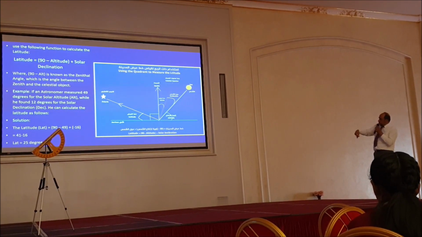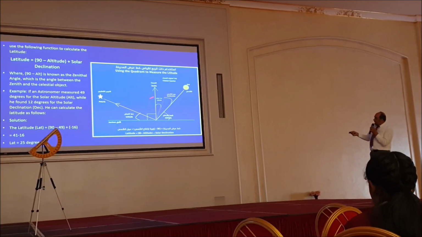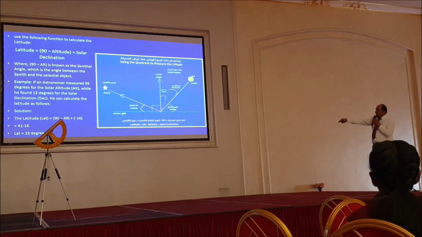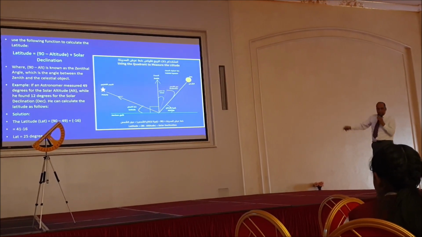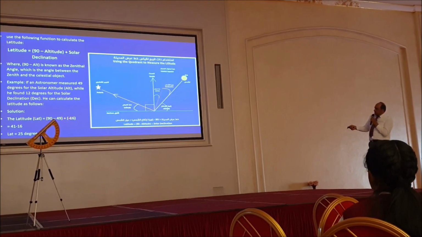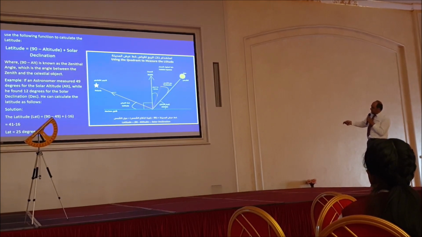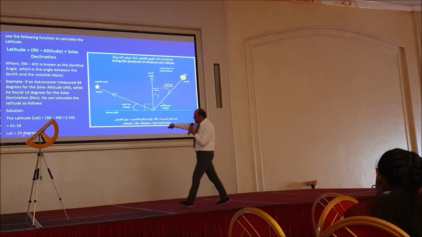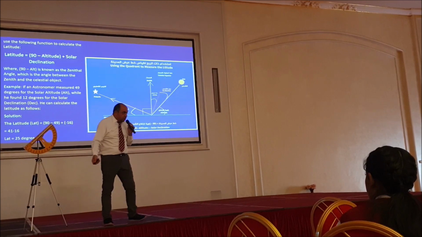Okay? So for today, for example, I got this example today. I found that at noontime, the altitude of the sun is 49. So 90 minus 49 is 41. Plus minus 16, 16 is the declination of the sun. So minus 16, I got 25, which is the latitude of Qatar.